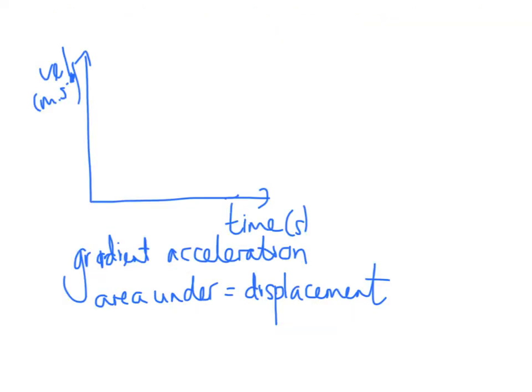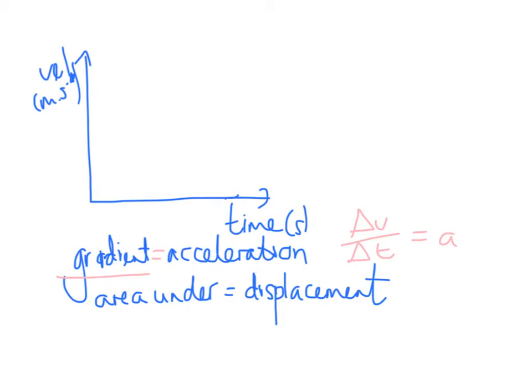If I now look at a velocity time graph, notice I'm measuring meters per second and time. Change in y over change in x is equal to acceleration. So the gradient is the acceleration. We are also taught that the area under is displacement.